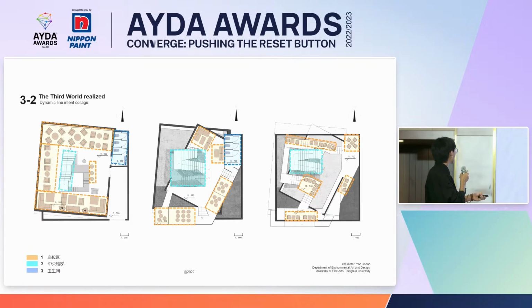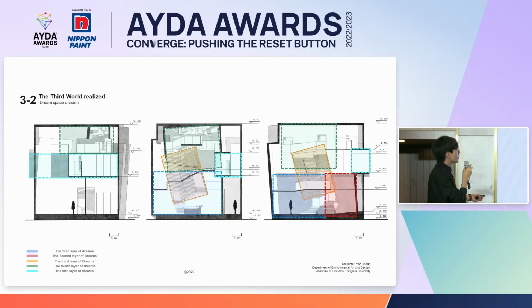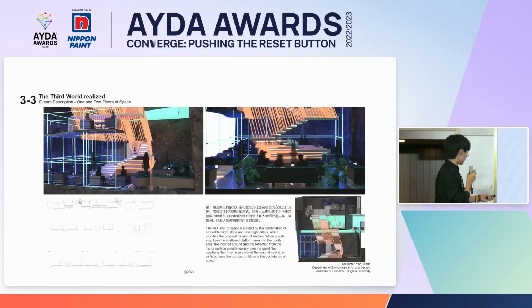So now you can look at, we mentioned the blue zone is the first layer, and then the orange-ish yellow represents the third layer of the dream. And blue is also where the washrooms are. And this is the dissection of the bar. So from here you can see the relationship between the spaces.